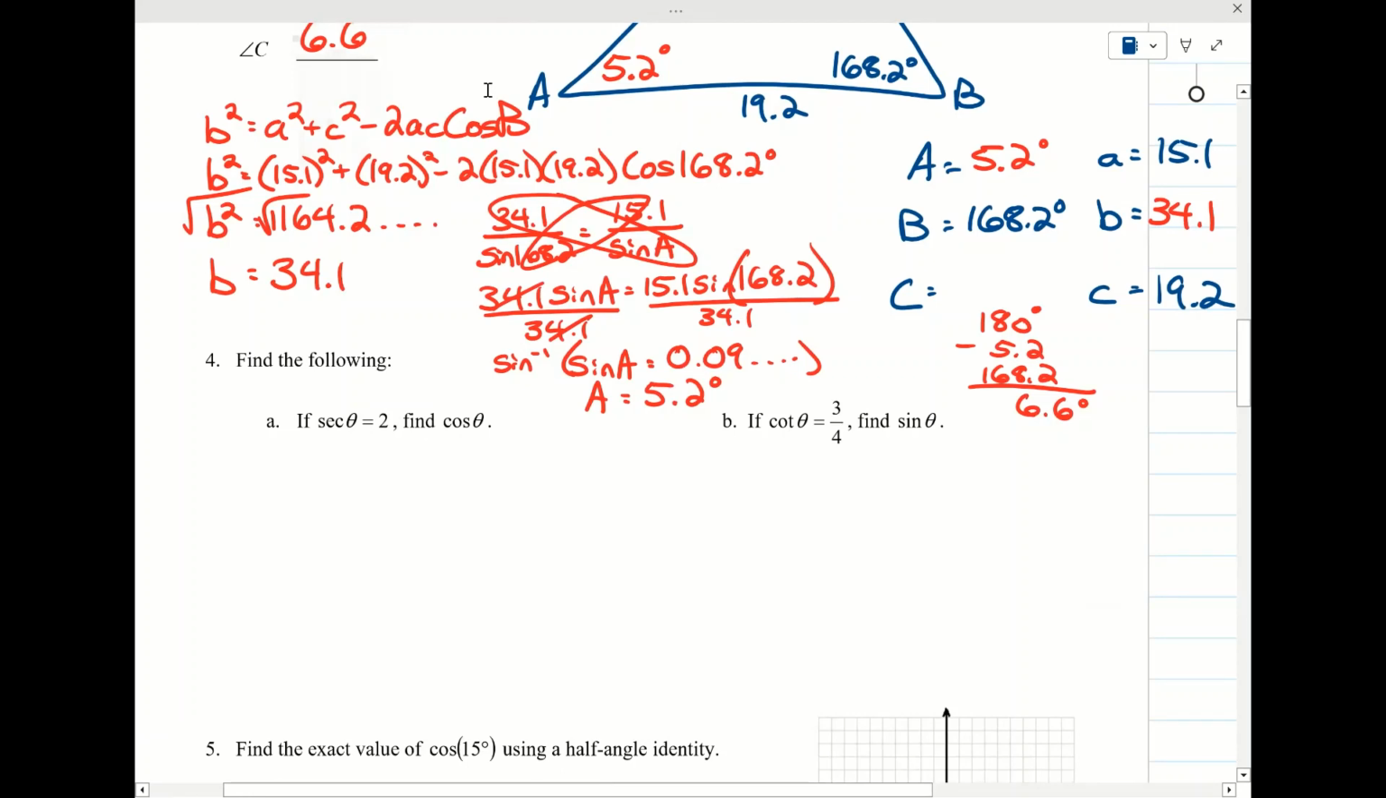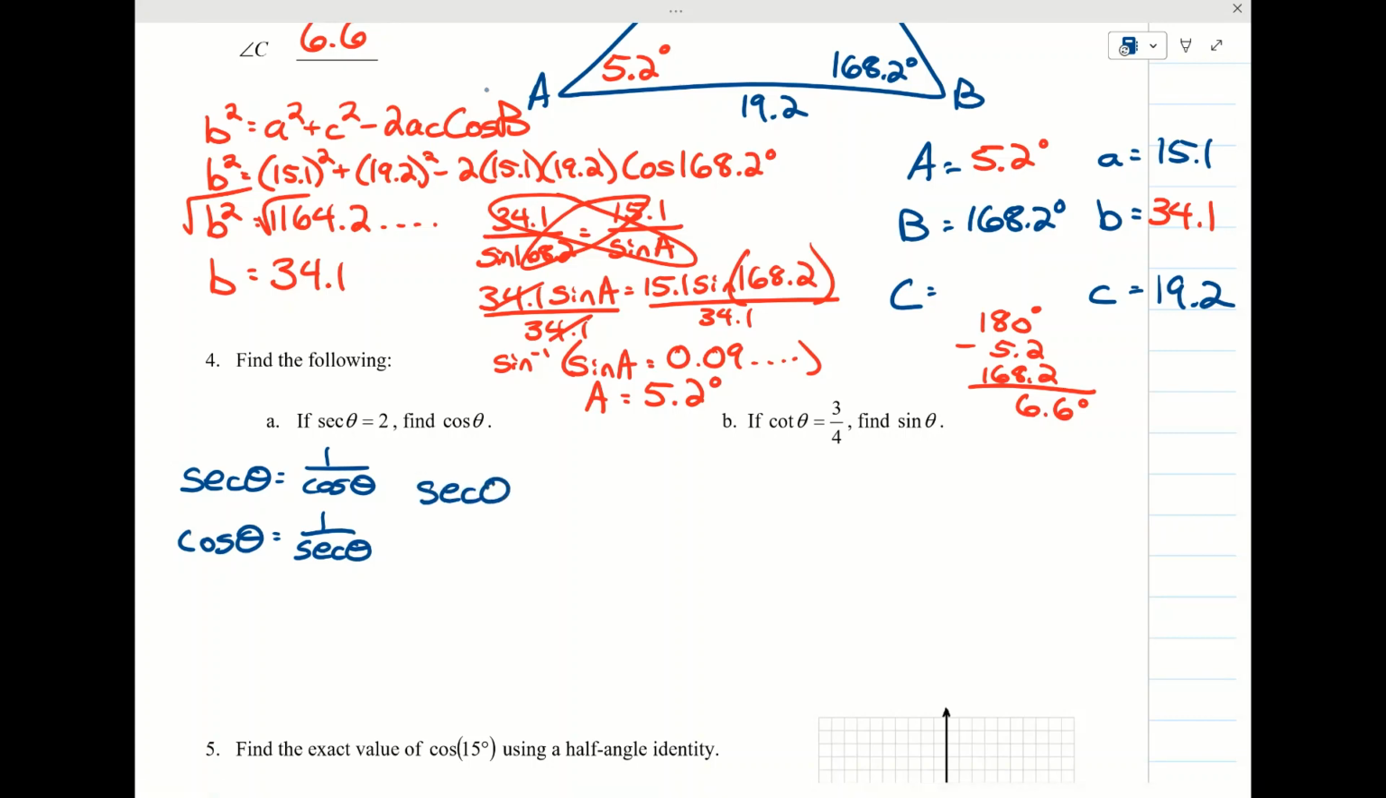All right, not hearing any questions, we'll go to problem number 4A. It says if secant is 2, what's cosine? Well, you have to try to remember your properties. We know that secant is 1 over cosine, and cosine is 1 over secant. So if I know that secant is 2, then by using our properties, cosine would be 1 over 2. I mean, that one should be pretty good for everybody.